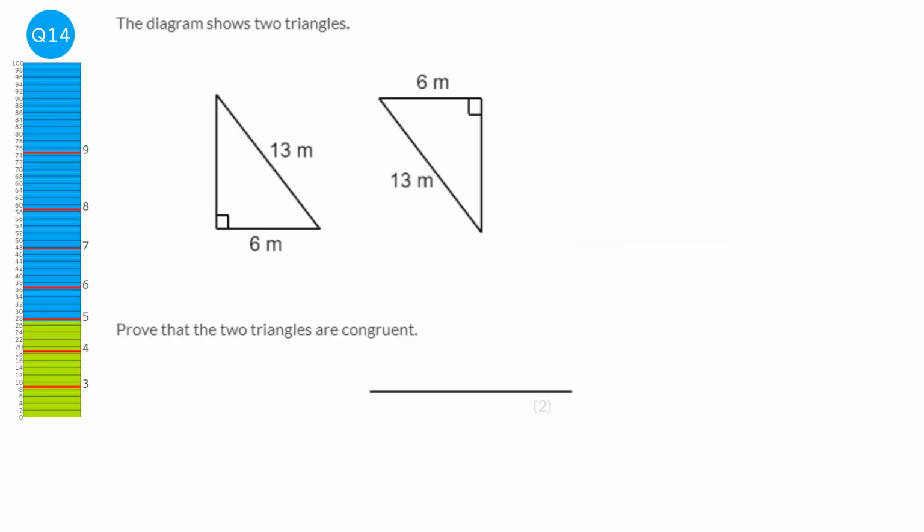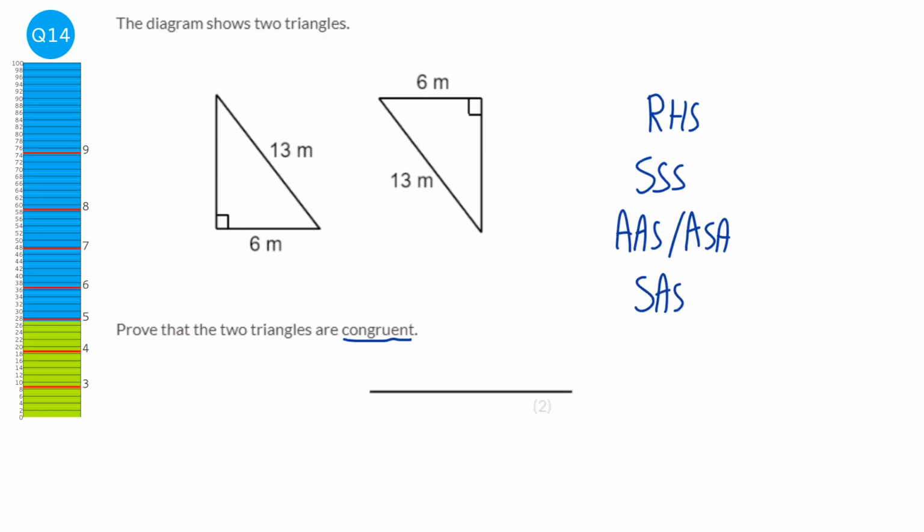When working out if 2 triangles are congruent, which means they're the same, you can either have RHS, which is a right angle hypotenuse side. You can have 3 sides that are the same. You can have 2 angles then a side, or an angle then a side then an angle, or you can have a side then an angle then a side.